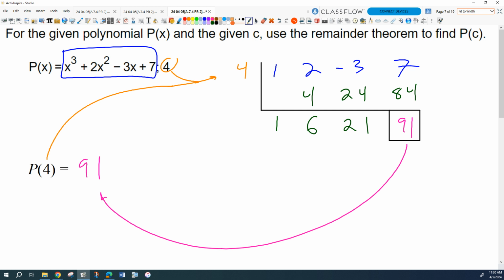Done. Okay, right? That's pretty good. So it wouldn't be like you go 91 over 91 plus whatever the number was. Well, the alternative would have been to plug 4 in for all those x's, take all those powers and add up the terms. That's harder though. It involves more computation than just this synthetic process.